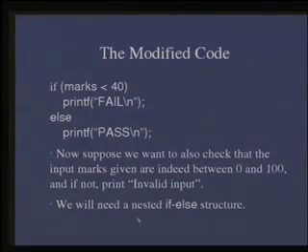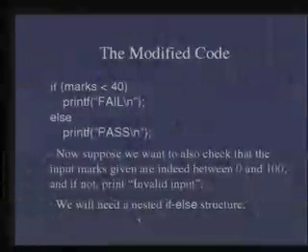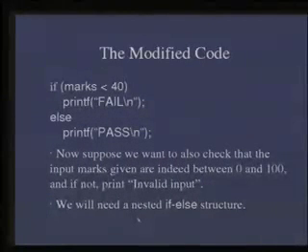Suppose we also want to check whether the input marks given by the user are indeed between 0 and 100, and if not, we should print invalid input. Remember, we talked about program robustness in an earlier lecture, and we should test all inputs to make sure that they have sensible values. So if we want to do this, then what we need is a nested if-else structure, because the first thing we check is whether the marks are between 0 and 100. If not, then we print invalid input. Otherwise, we need to check whether the marks are less than 40 or not.